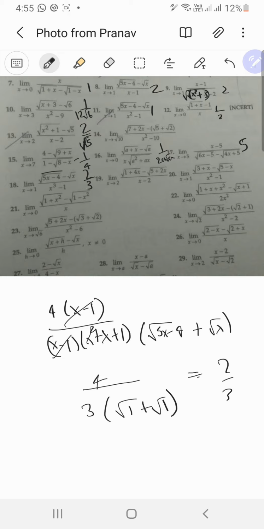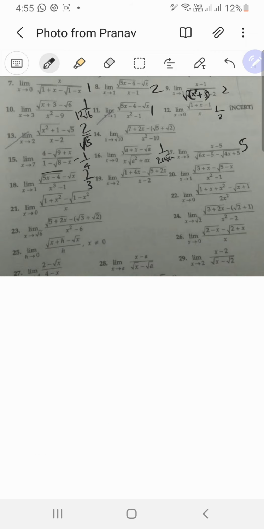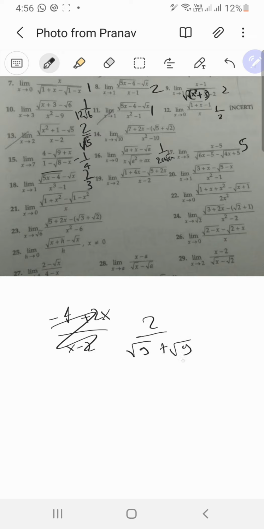Next, okay, limit as x tends to 2, square root of 1 plus 4x minus square root of 5 plus 2x upon x minus 2. This is very doable. Subtract, you should get minus 4 and plus 2x upon x minus 2, right? So this thing is just 2, okay, and 2 upon, when you put x equal to 2 into this thing, you get square root of 9 plus square root of 9, correct, which is 2 upon 2 into 3, so this cancels, so you just get 1 by 3.